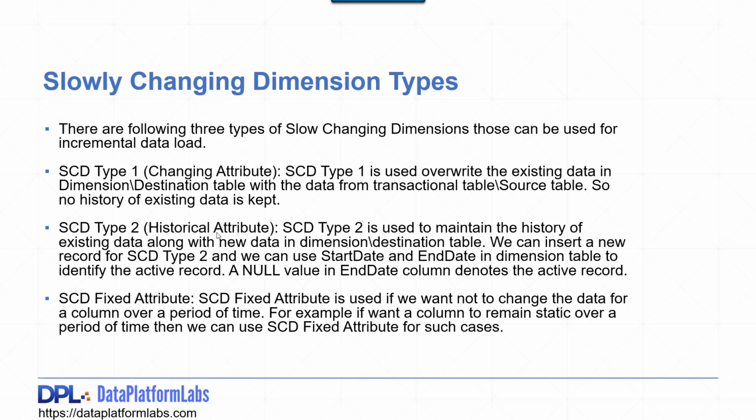And then the third one is the SCD fixed attribute. The SCD fixed attribute is used if you do not want the data for a column to change over a period of time. For example, if you want a column to remain static over a period of time, then we can use the SCD fixed attribute for such cases. We will see all these three types in the upcoming demo.